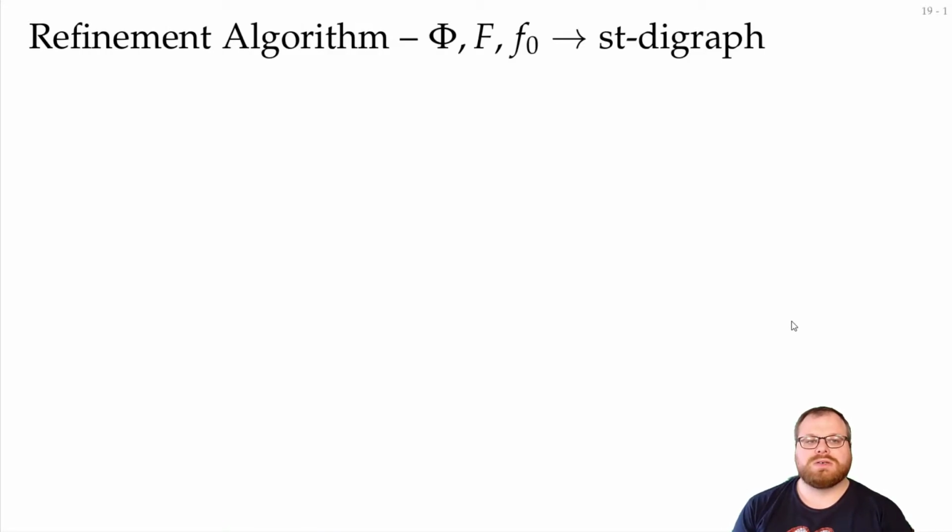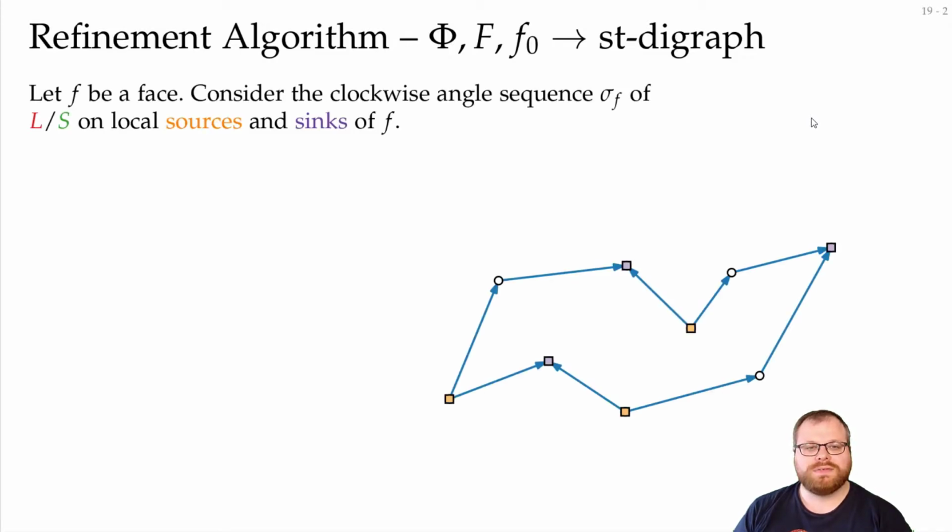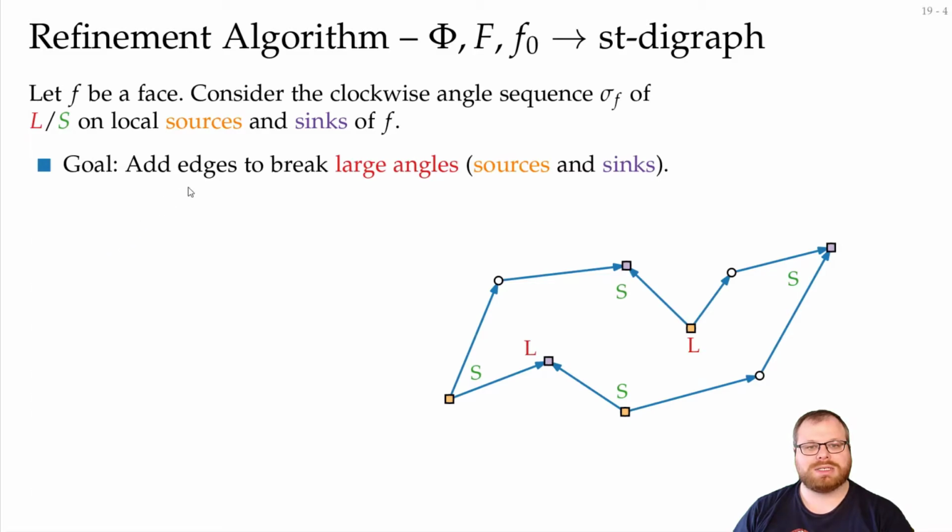We will now state the so-called refinement algorithm. Given a consistent assignment, the sets of faces, and the outer face, we construct an ST digraph. Let's have a look at a face. We want to consider the clockwise angle sequence of the large and small angles on the local sources and sinks. So for example here we could have a small angle, large, small, small, large, small. The goal is that we want to add edges to break the large angles that we have. And we know the large angles correspond to the global sources and the global sinks.